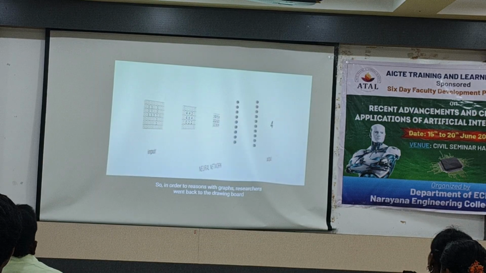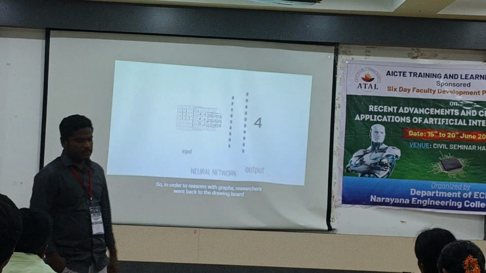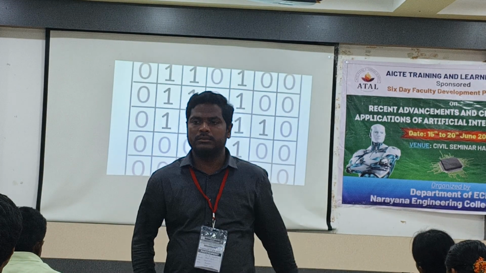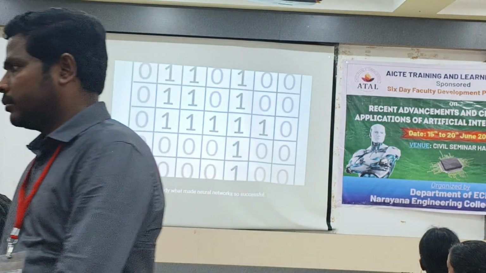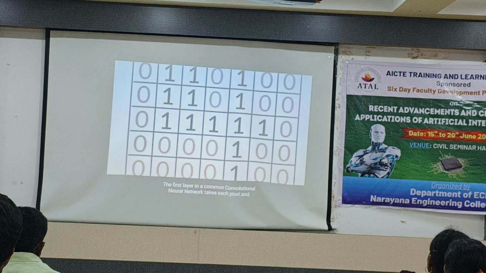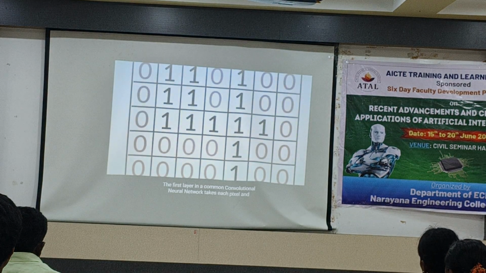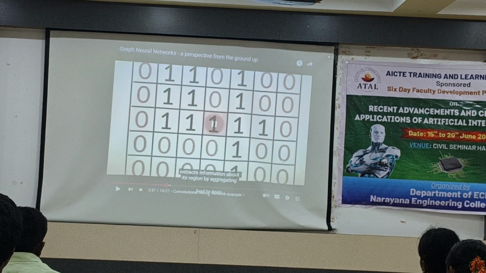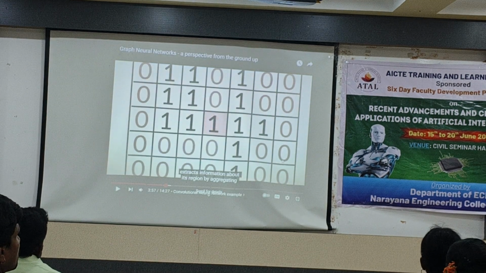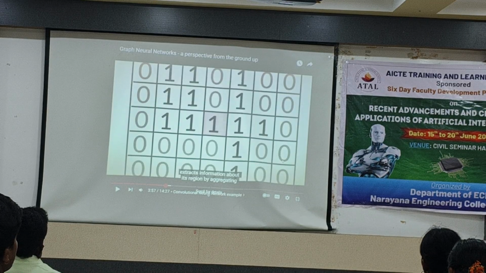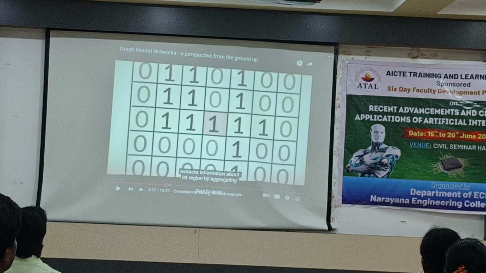So, in order to reason with graphs, we suggest going back to the drawing board to study what made neural networks so successful. The first layer in a common convolutional neural network takes each pixel and is similar to our image data. This is a convolutional neural network which I'm going to explain, because these ones and zeros are there. For example, say a black and white picture.